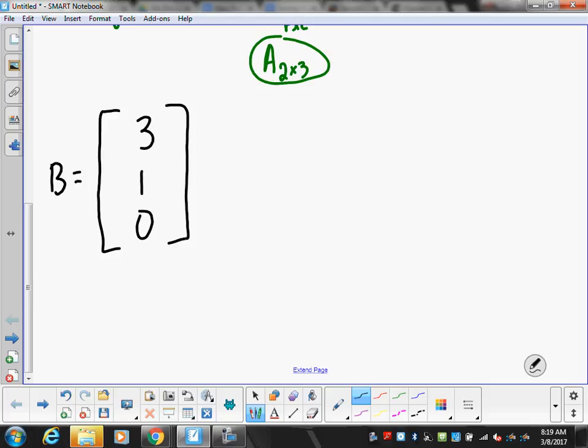Okay, so y'all tell me the dimensions of that matrix. Hey y'all, that's the columns. There's only 1 column. But there's 1, 2, 3 rows. So the dimensions are 3 by 1. Does that make sense? Okay, what if you have this matrix?